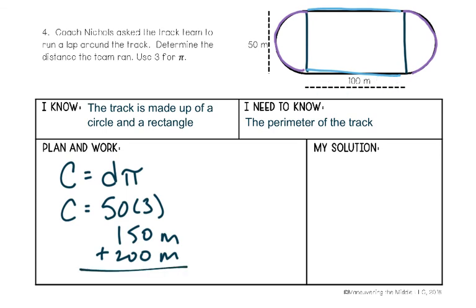After adding that up, I can see that I've totally colored this in, so that's the distance all the way around this shape. 150 plus 200 meters gives me a distance around the track of approximately 350 meters. And again, it's approximate because we had to approximate 3 for pi.